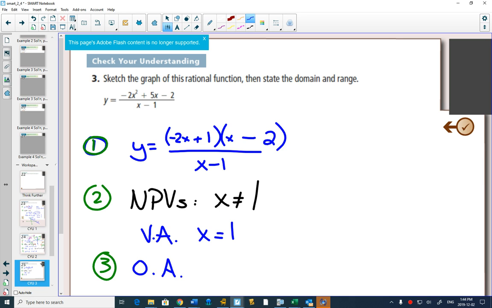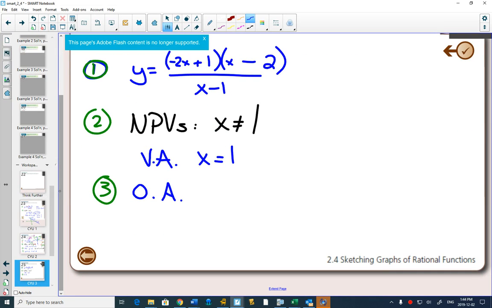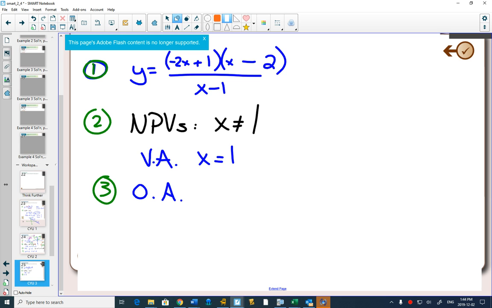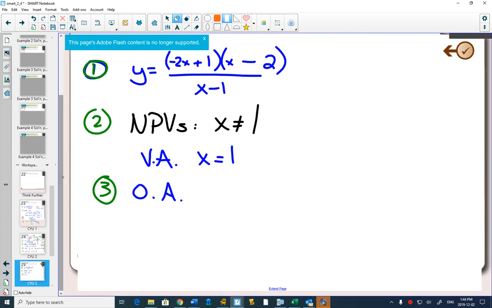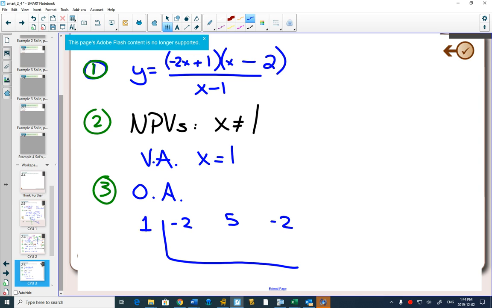Now, we looked at this earlier, but you might not remember exactly. When you have an oblique asymptote, you're going to use synthetic division to find it. So what was our original equation? Negative 2, 5, negative 2. We are dividing by x minus 1, so you would put a positive 1 outside.